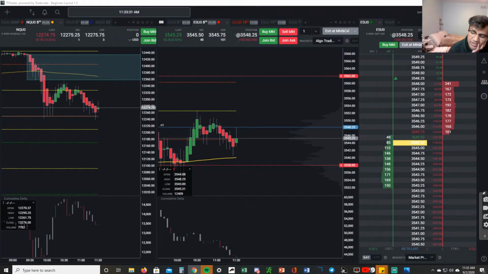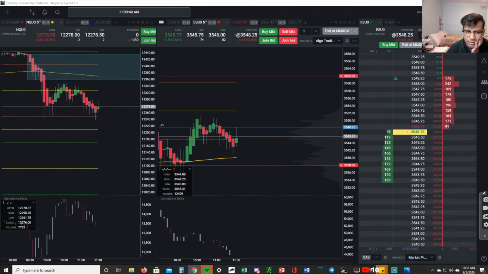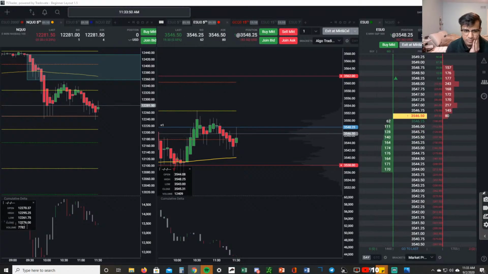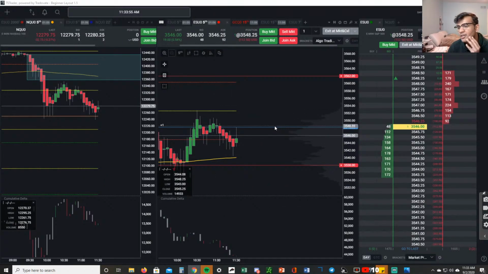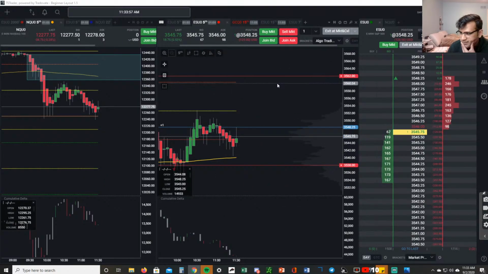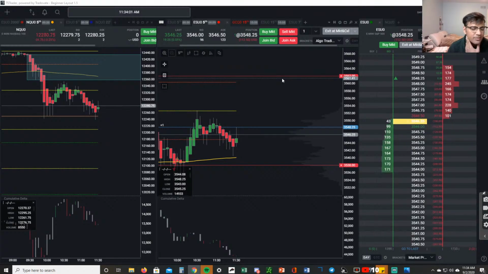Seven points on the ES or 7 points on the NQ? Because those are two different things, right? Because on NQ, a point moves very quickly. On ES, a point sometimes takes a while. NQ, okay, 7 points, okay. That makes more sense.